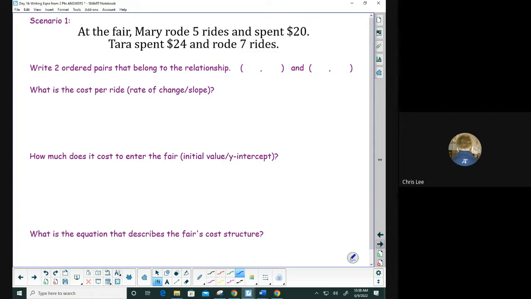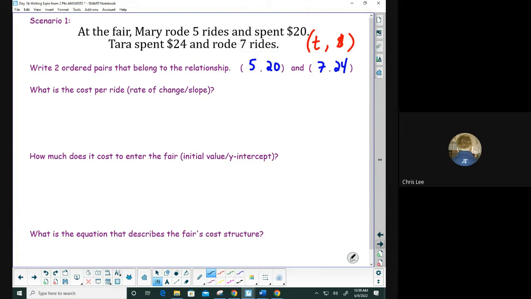It says Mary rides 5 rides for 20 bucks. What's my first coordinate? 5 and 20. The second one, that's right. Remember, don't get fooled by the sentence. The sentence says $24 for 7 rides. But you remember, time, money. Think of that all the time. That's going to help you make your coordinates. So 7 rides is your time. Your money is $24.